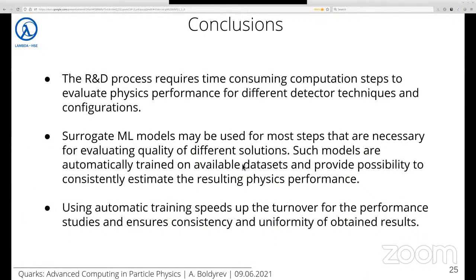And this is my concluding slide. The R&D process requires time-consuming computation steps to evaluate physics performance for different detector techniques and configurations. Surrogate machine learning models may be used for most steps necessary for evaluating the quality of different solutions. Such models can be automatically trained on available data sets and provide the possibility to consistently estimate the resulting physics performance. Using automatic training speeds up the turnover of the performance studies and ensures consistency and uniformity of obtained results.